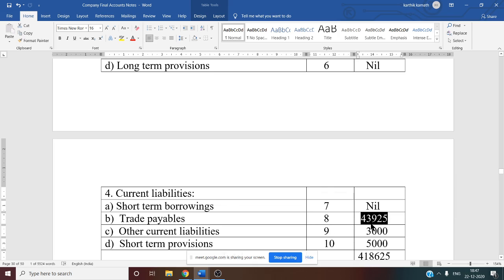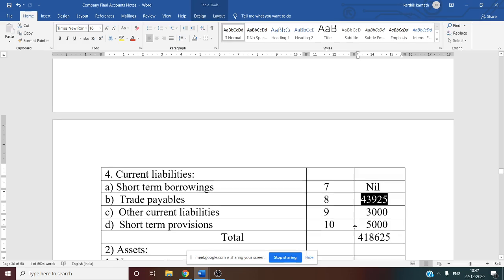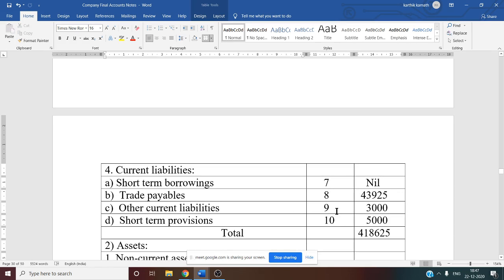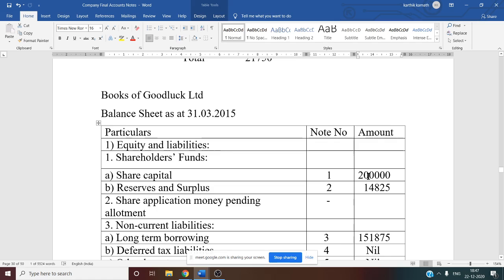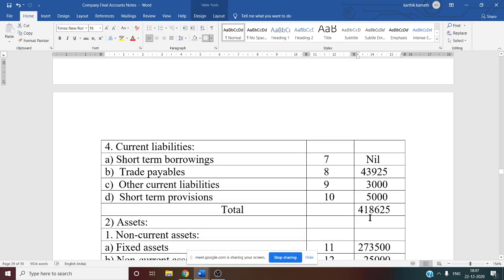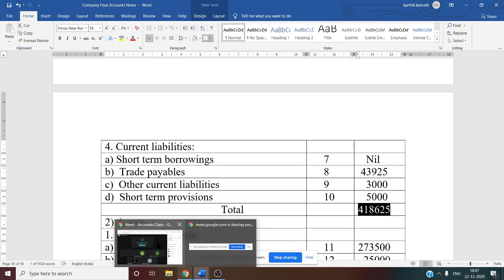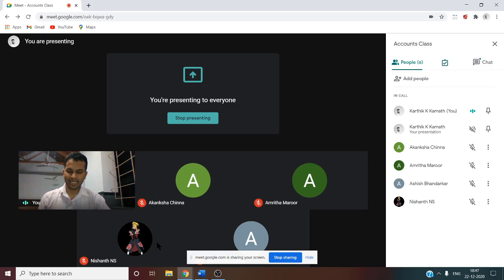Note number 8, directly you can write the answer, 43,925. Note number 9, other current liability. Only one information, that is about preference dividend not paid or due dividend, that is 3,000. Short term provision, note number 10, only provision for taxation, 5,000. Directly you can get the liability side total. Liability total 1 to 10 working note, all the amount if you add, you will get liability total, that is 4,18,625. So this total should be equal to the asset total. Then only our sum will be proper.